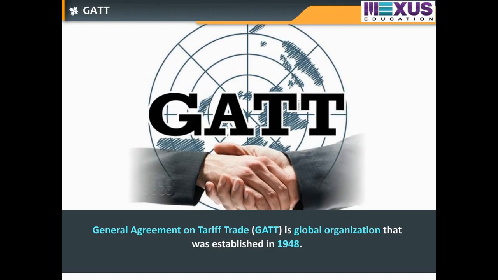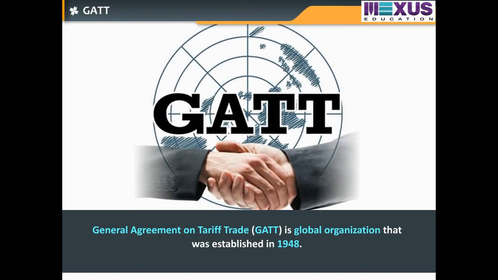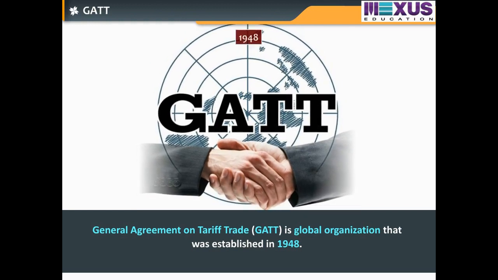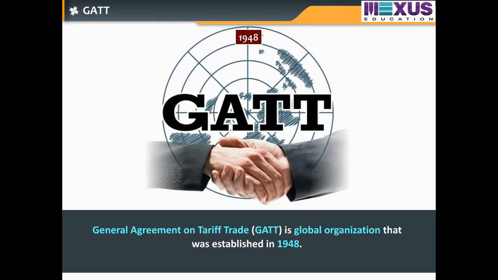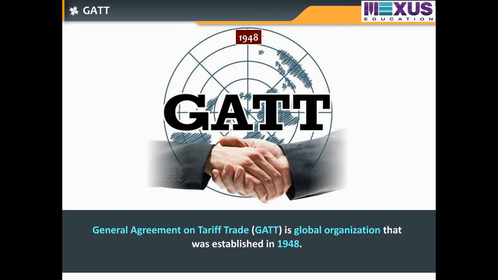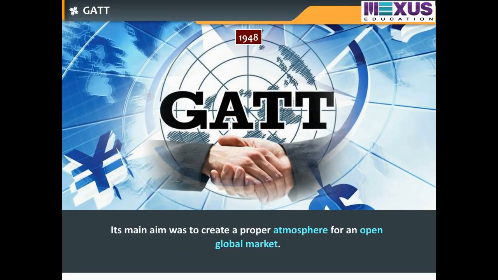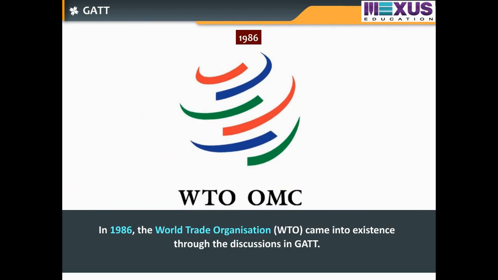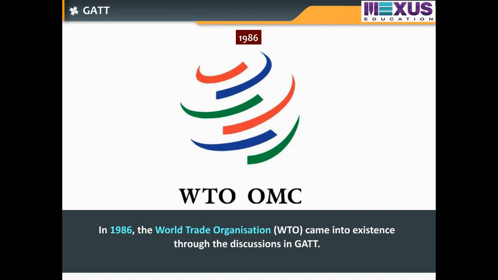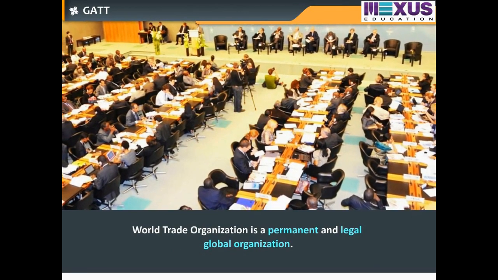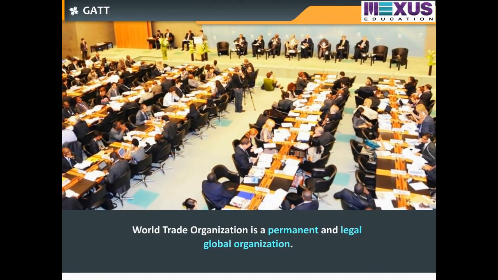General Agreement on Tariff Trade, or GATT, is a global organization that was established in 1948. Many nations were members of this organization. Its main aim was to create a proper atmosphere for an open global market. In 1986, the World Trade Organization, or WTO, came into existence. Through the discussions in GATT, it became functional in 1995. World Trade Organization is a permanent and legal global organization.